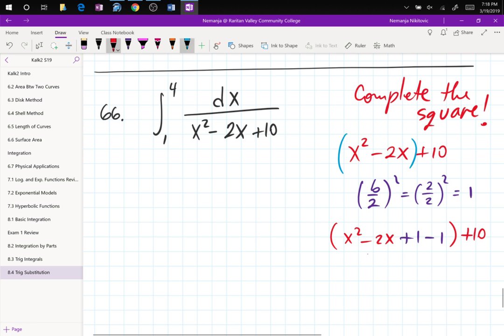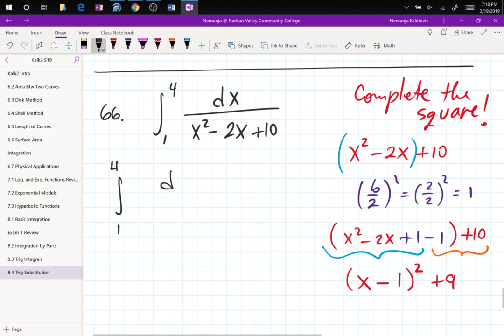Now, the first three are completing the square: square root of the first, sign of the second, square root of the first squared. And then these two puppies over here are going to create the plus 9. This means that my problem now is dx divided by x minus 1 squared plus 9. And there's your triangle right there.